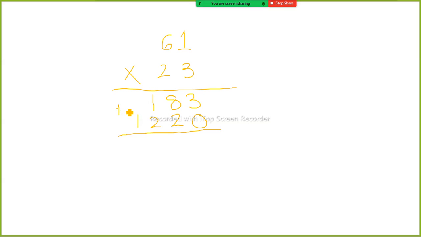Adding them, we get 3 plus 0 is 3. 8 plus 2 is 10. And then 1 plus 1 plus 2. So that's 2 plus 2 is 4. And you bring down the 1. So this is 1,403. Okay, so that's how we do it.